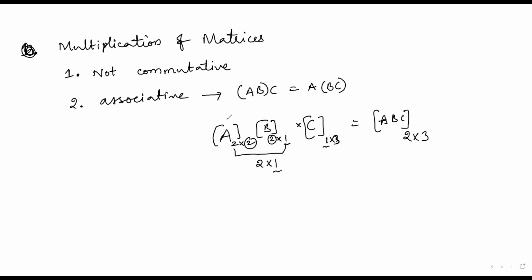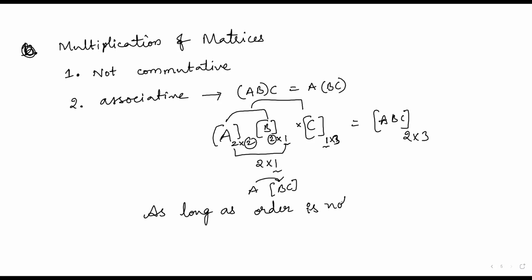So you multiply AB and then C, or you multiply A and then BC. Both are possible, as long as the order is not changed, multiplication is possible. Multiplication is possible.